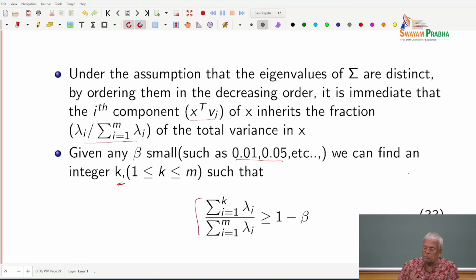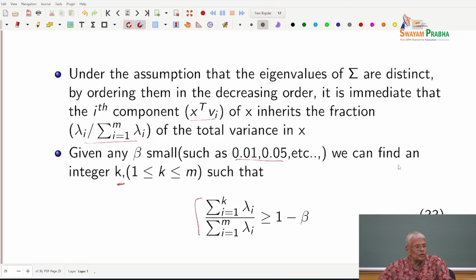So if beta is 0.01, I am looking for a case such that the total variance in the first k components will be at least as large as 99% of the total variance.